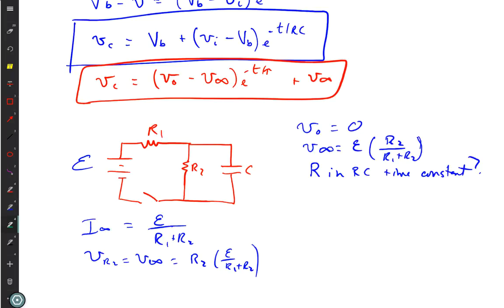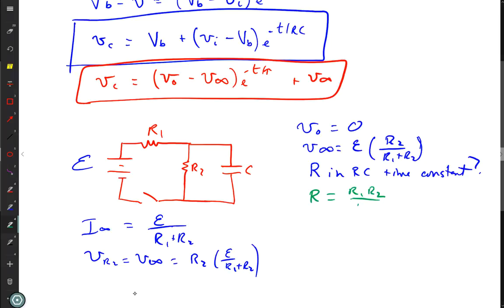Well, here's what you do. If it's a voltage supply, what is its resistance? 0. If it's a voltage supply, it has an effective resistance of 0. If it's a current supply, it has an effective resistance of infinity. It's easy to get those confused. Now I'm questioning myself, but I'm pretty certain. And so if that voltage supply has a resistance of 0, the capacitor just sees 2 resistors in parallel. And so the resistance seen by the capacitor is R equal to R1 R2 over R1 plus R2.